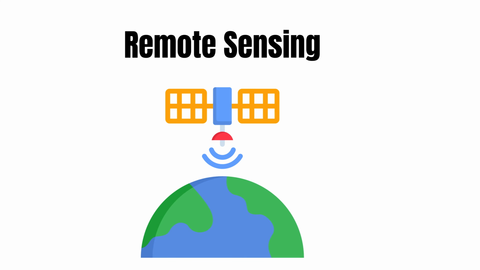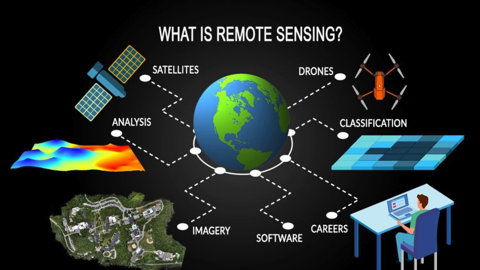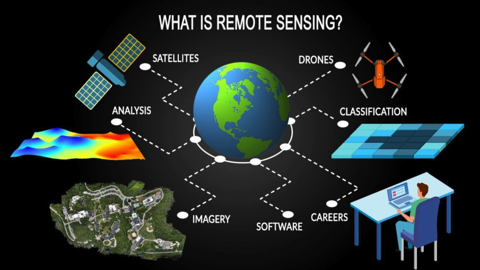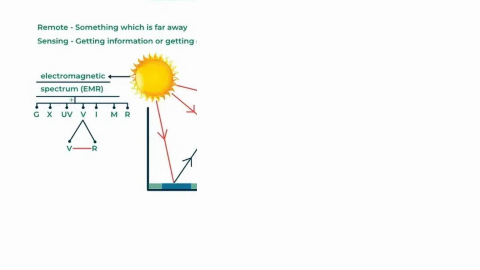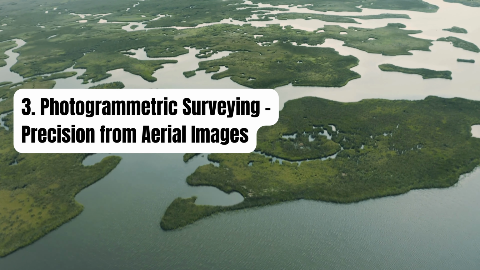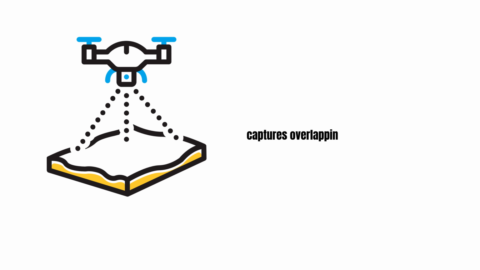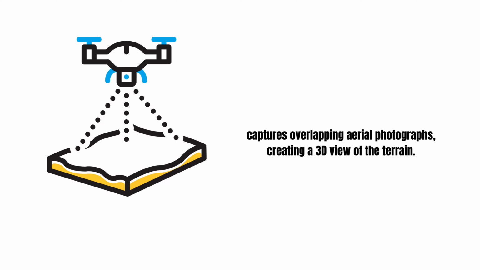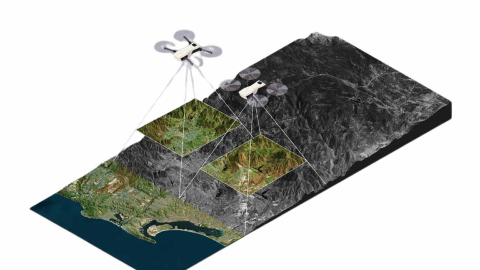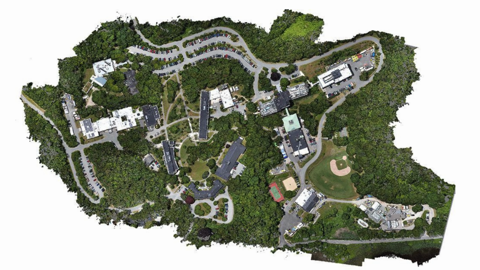2. Remote sensing, observing Earth from afar. Next comes remote sensing, where we observe the Earth from a distance using sensors on satellites, aircraft, and drones. These sensors capture images using electromagnetic waves, visible light, infrared, radar, and even microwaves. 3. Photogrammetric surveying, precision from aerial images. Before satellites, we had photogrammetric surveying. This method captures overlapping aerial photographs, creating a 3D view of the terrain. With two overlapping images, we get a stereoscopic view, allowing us to measure distances, heights, and even create topographic maps.